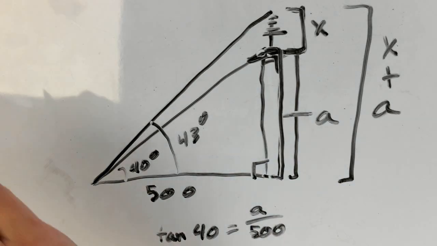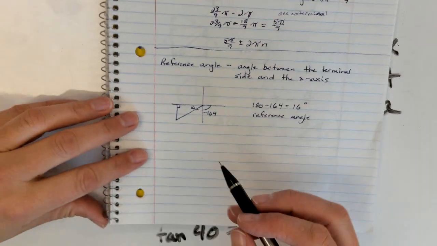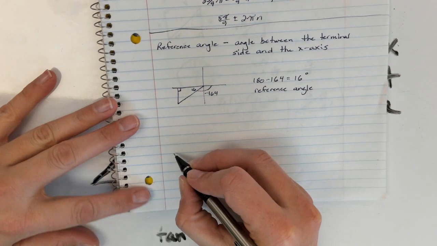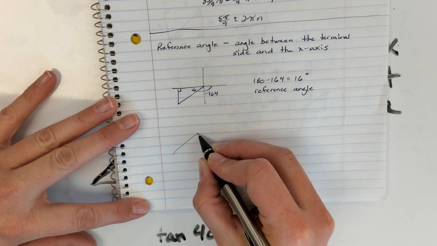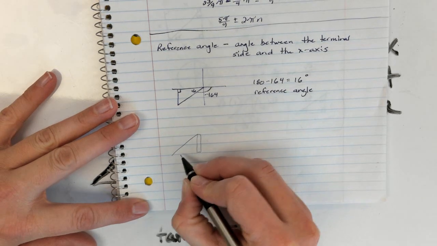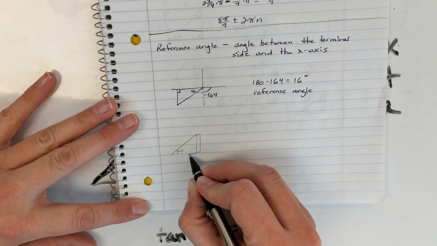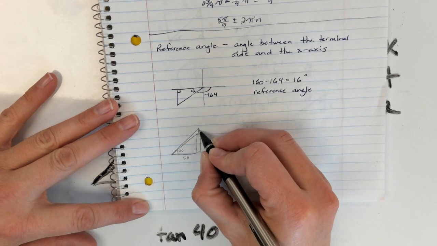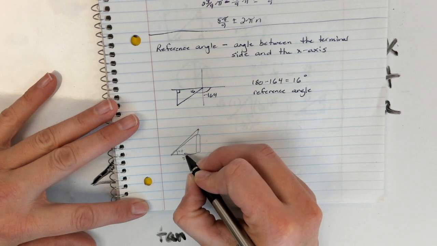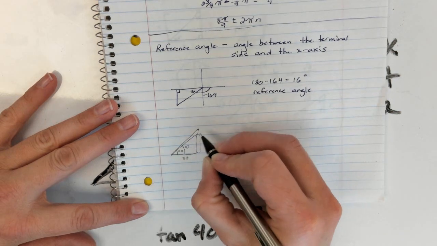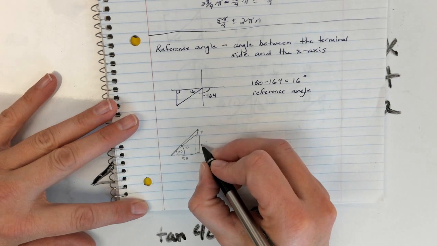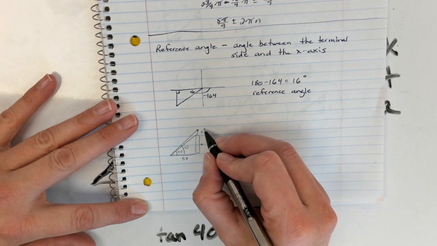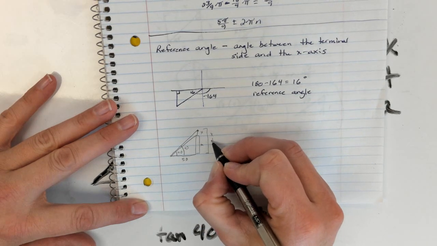Let me do paper so you guys can actually see this. So we have our building. This angle is 40, and we're 500 feet away. Then we also have this other one to the top of our antenna. This angle is 43. We've decided the antenna is X, the building is A, and that makes this whole thing X plus A.